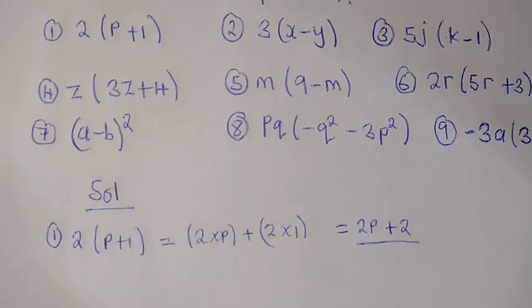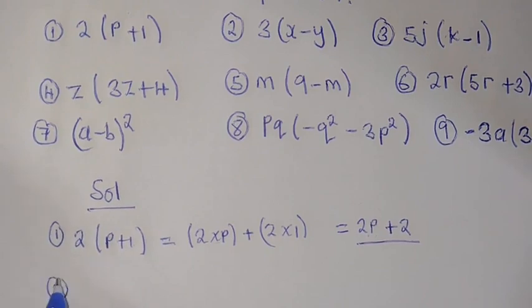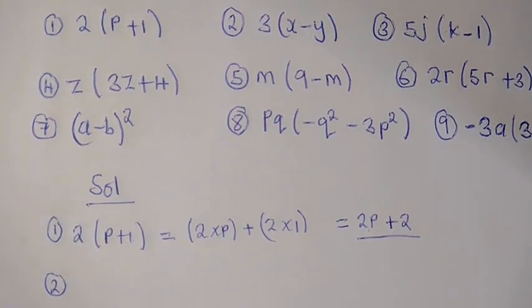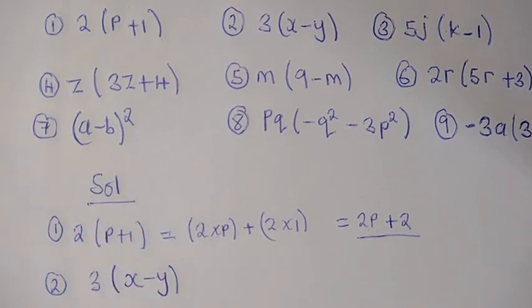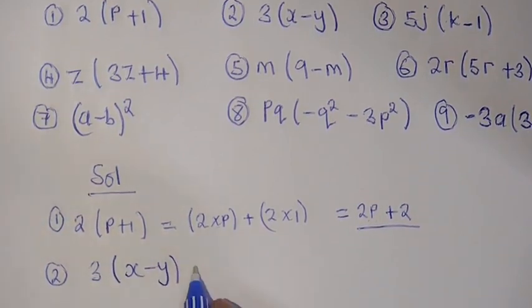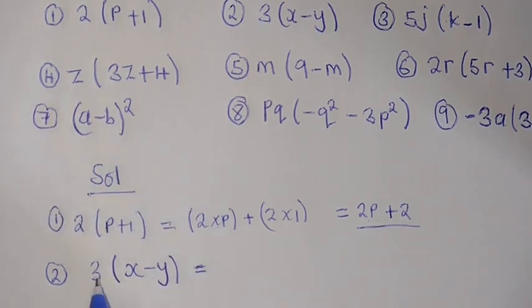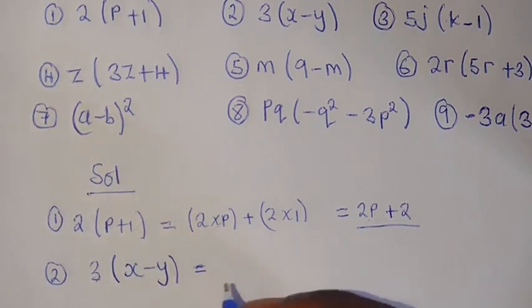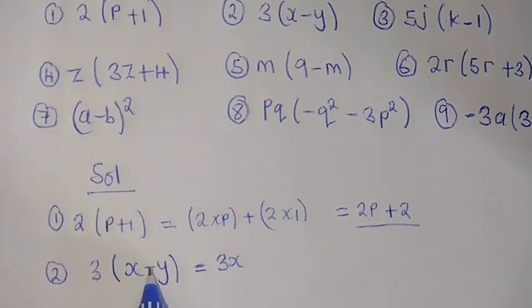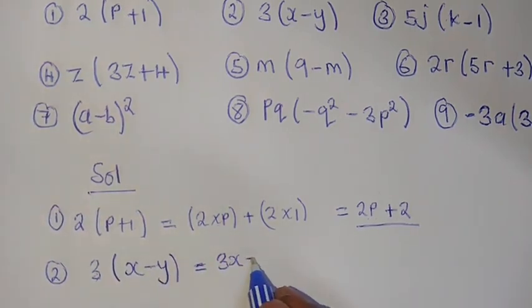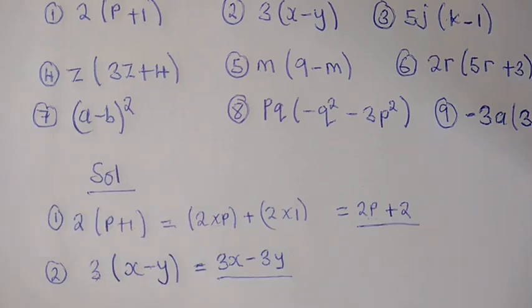Then let us look at our second question. We have 3, then in brackets x minus y. From here we need to expand. So we are saying this 3 has to multiply each and every term inside the brackets. So 3 times x, this would be 3x. Then 3 times minus y, this would be minus 3y. So this is our answer.